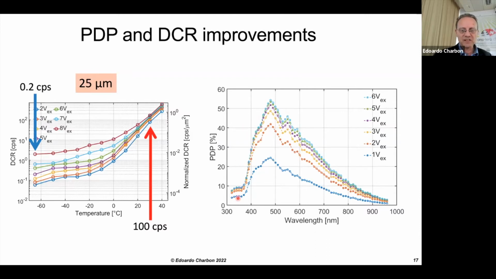Here you can see a sensitivity that varies as a function of the excess bias voltage, but also as a function of wavelength. And of course, you can see that with this type of device, you can reach sensitivities of the order of 10% at 800 nanometers and 5% at 900 nanometers, which are the near-infrared wavelengths used in most LiDAR applications.